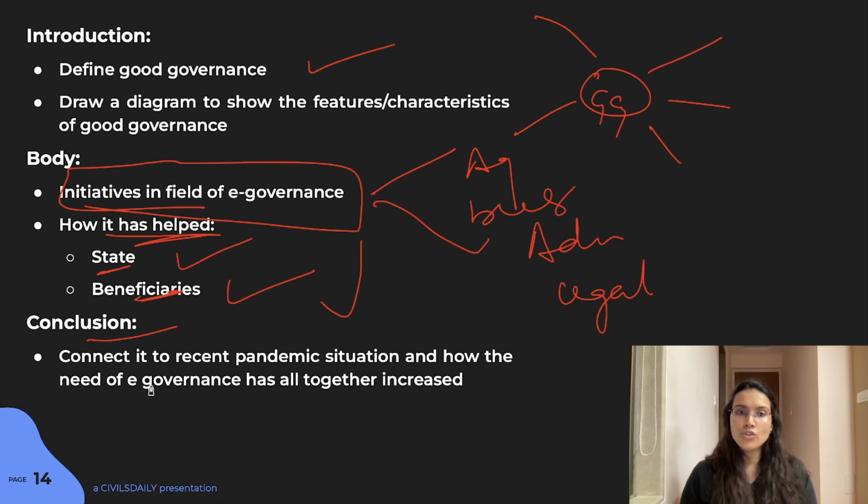And then in the conclusion, talk about the recent pandemic situation. You can bring in COVID. So that will also give a new touch, kind of new angle to this particular answer. And you can tell me how, because of the recent pandemic also, e-governance has become altogether a much more important tool that is required in the government, right? So that angle also you can attach with respect to this particular answer.